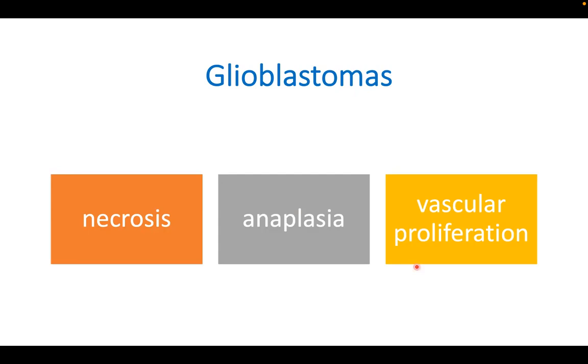So repeat this to yourselves. The 3 most important characteristics of glioblastomas. Number 1, necrosis. Number 2, anaplasia. Number 3, vascular proliferation. So necrosis, anaplasia, and vascular proliferation.